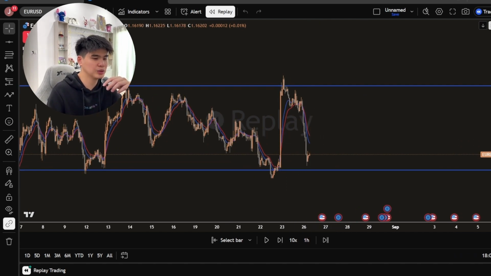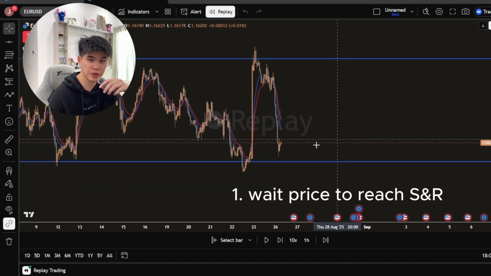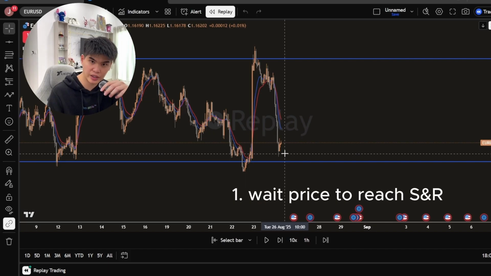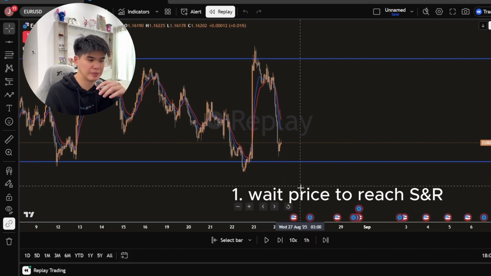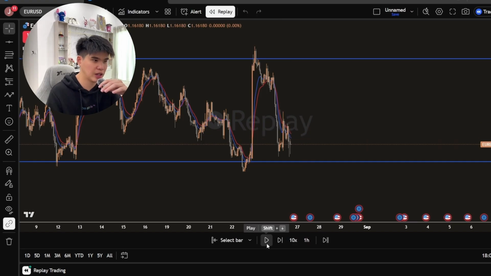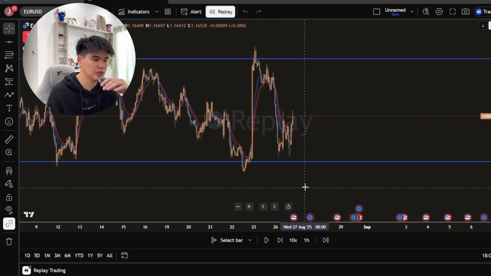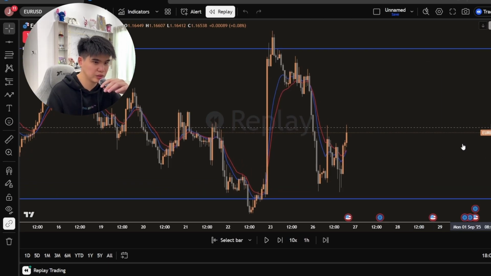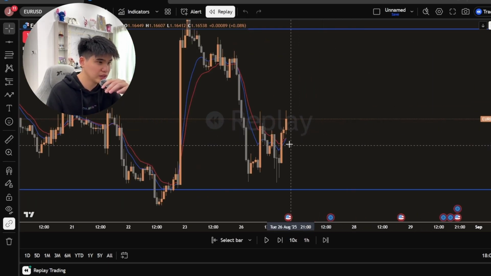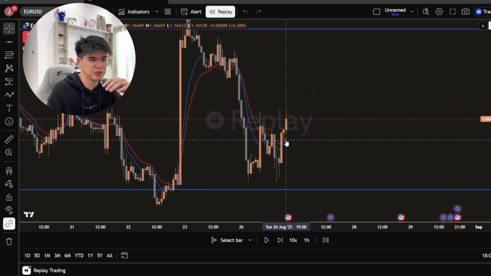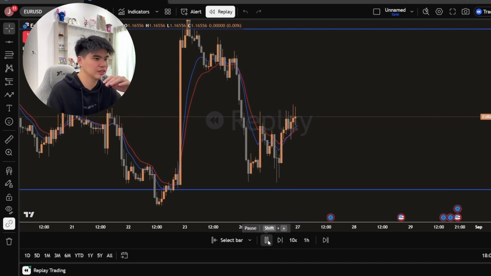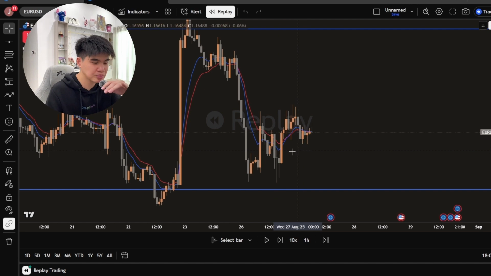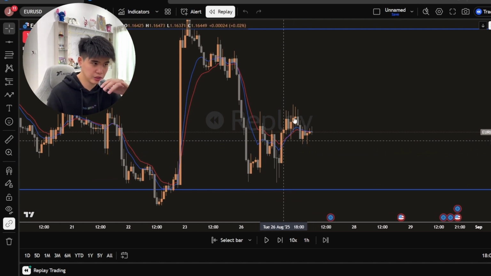All right, so here we are. What are we going to wait for here? Now price is near my support level, right? Next thing, I'm going to wait for the EMA to cross back up again. Okay, let's see if it crosses back up. At this point, price is about to cross back up. Not yet. Don't rush. Wait. Okay. At this point, price crosses back up.